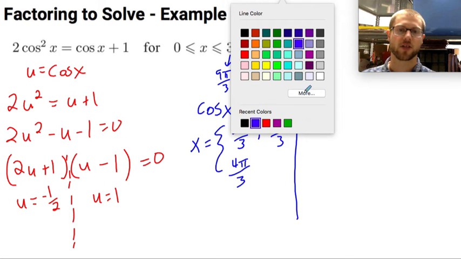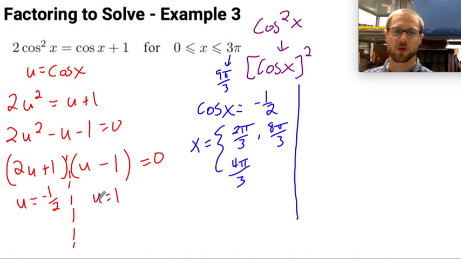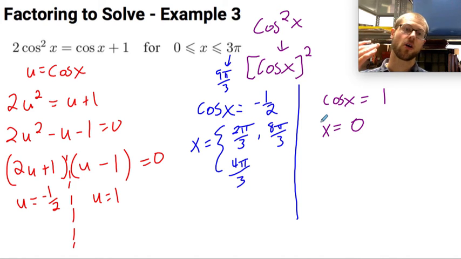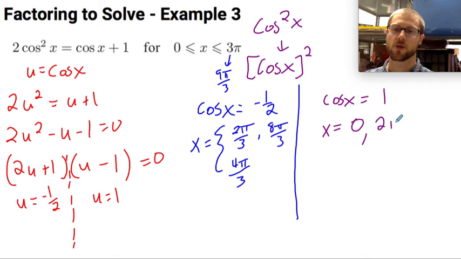Let's take the second solution here, when u equals 1, and we'll substitute back in cosine of x equals 1. That's only going to happen in one place, and that's when x equals 0. But I guess I should say it also happens at 2 pi if I were to rotate all the way around my unit circle. And the next time that's going to happen is going to actually be at 4 pi. That's outside of my restriction, so these are really the only solutions for this scenario.